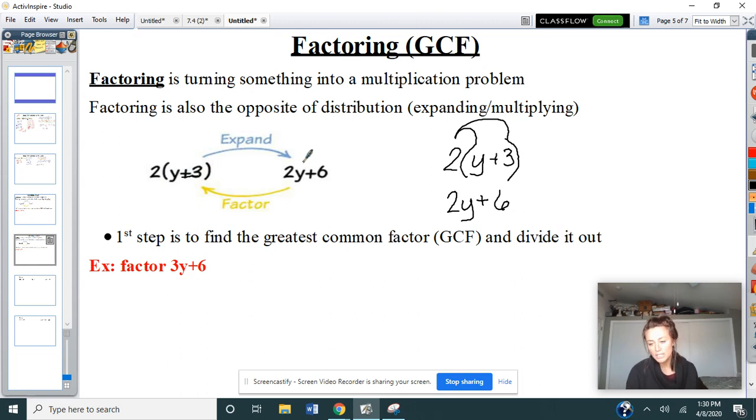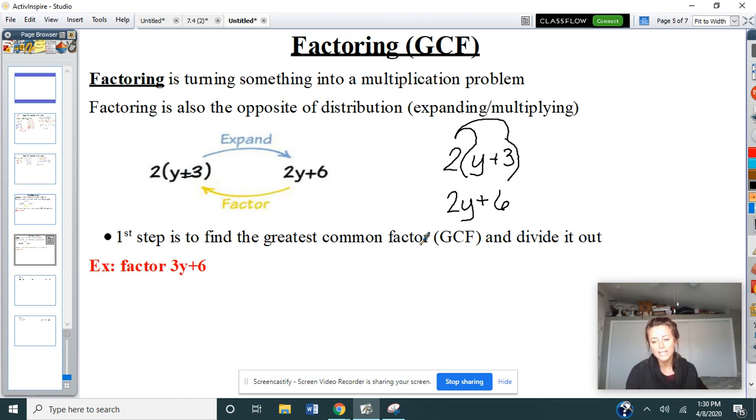Well, factoring is going to be the opposite of that. So we're going to go from something like this, 2y + 6, an addition problem, and turn it into a multiplication problem. And to do that, you have to factor. And this is not easy. It's pretty easy to distribute, but it's kind of hard to go backwards. So the first step to factoring is to find the GCF and divide it out.